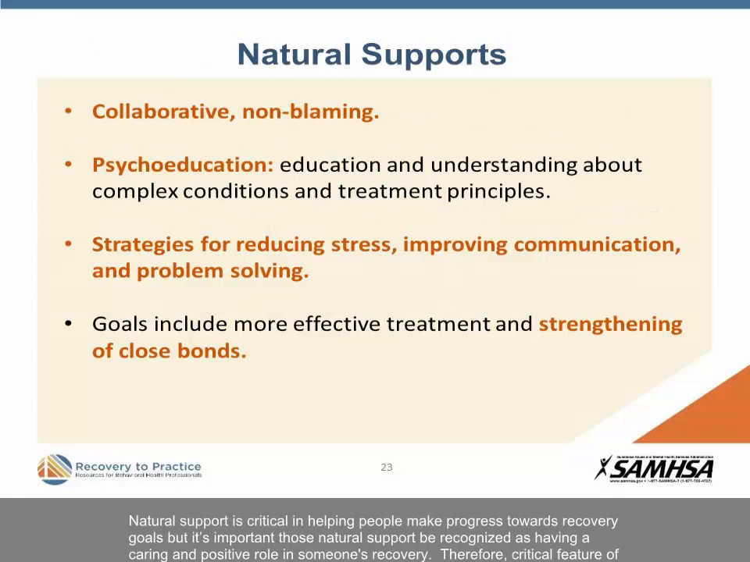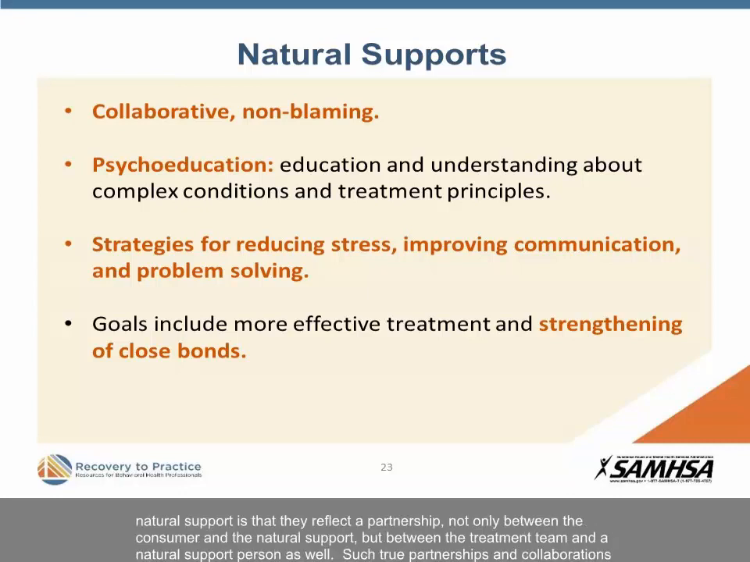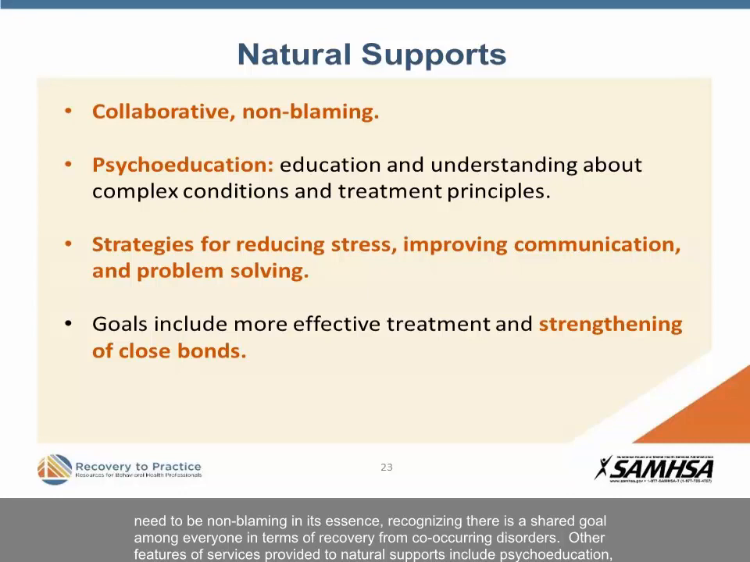Natural supports are critical in terms of helping people make progress towards recovery goals, but it's important that those natural supports be recognized as having a caring and positive role in somebody's recovery. Therefore, a critical feature of natural supports is that they reflect a partnership between not just the consumer and the natural supports, but between the treatment team and the natural support persons as well. And such true partnerships or collaboration needs to be non-blaming in its essence, recognizing that there's a shared goal among everybody in terms of recovery from the co-occurring disorders.